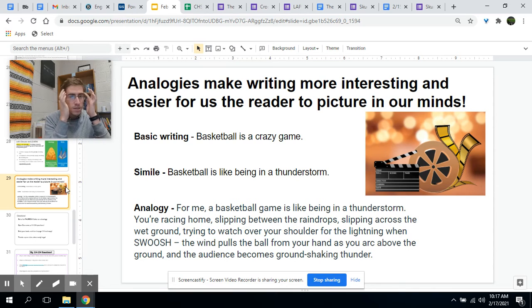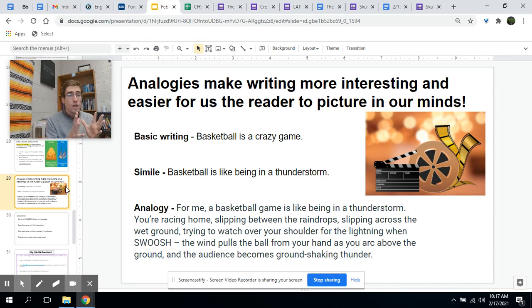Picture this in your head, everybody. You're racing home, slipping between the raindrops, slipping across the wet ground, trying to watch over your shoulder for the lightning when swoosh, the wind pulls the ball from your hand as you arc above the ground, and the audience becomes ground-shaking thunder. Can you guys picture that in your head? Not only can you picture you're running through a thunderstorm, but you can picture being on the court and the crowd shaking with thunder. It's explaining to you. It's giving you an explanation, okay?